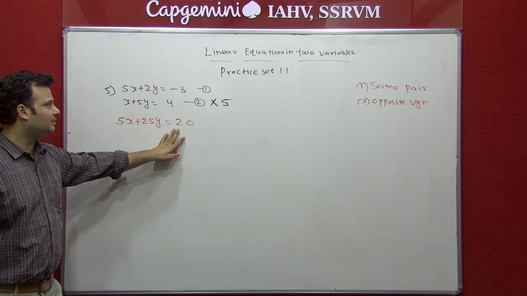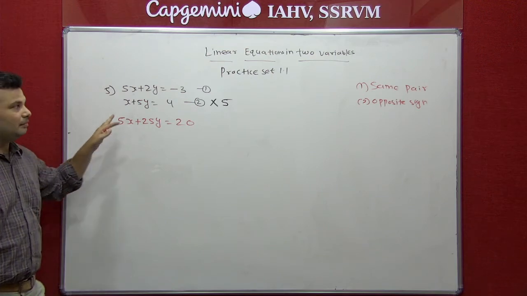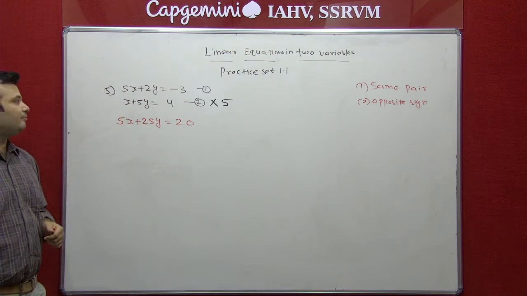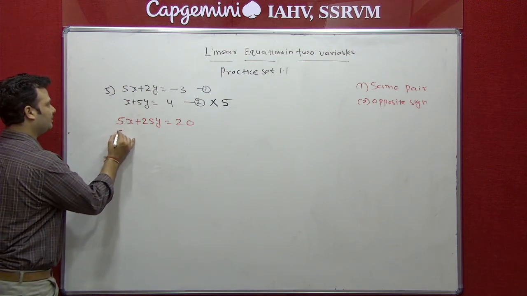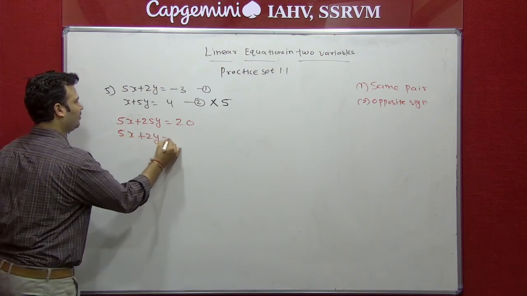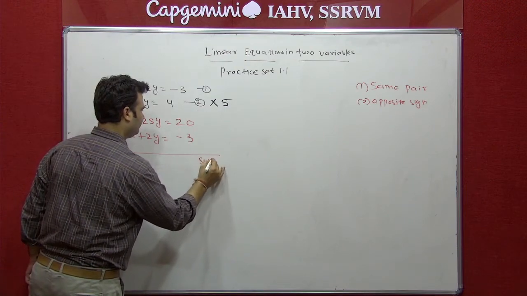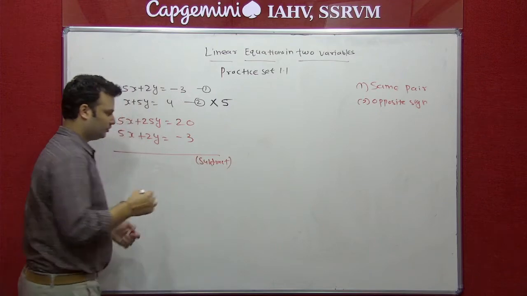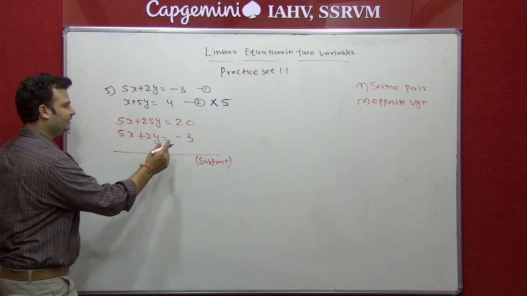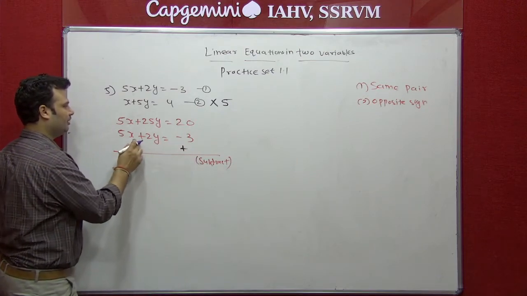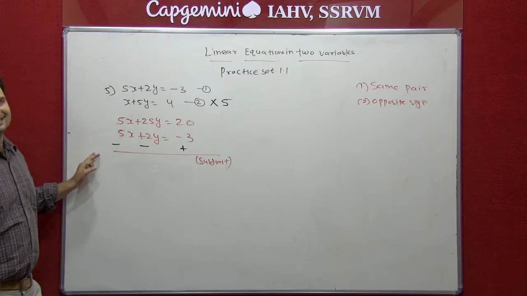Now in this equation and equation number 1, 5x and 5x are common. But what about the second parameter? We require opposite sign. So we can do one thing. We can subtract. So 5x plus 2y equal to minus 3. So we can subtract. Let's see what we'll get. Whenever you subtract, at that time we have to change the sign. So minus becomes plus, plus becomes minus, plus becomes minus, because we want to take opposite sign.